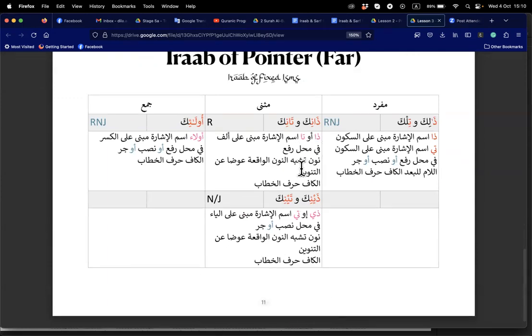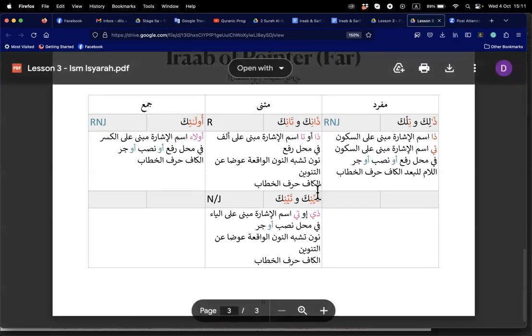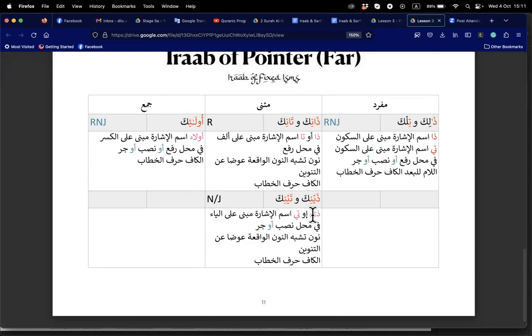Okay, same thing for the far ones as well. So dhanika and tanika. Again, your dha and your ta is your ism isyarah. The noon again is resembling that same noon in the muslimani. And then the kaf is the same as just now, the harf khitab. Okay? So same thing here. Even though you have nasab and jar, it's one. This is mabni ala alif. This is mabni ala ya.